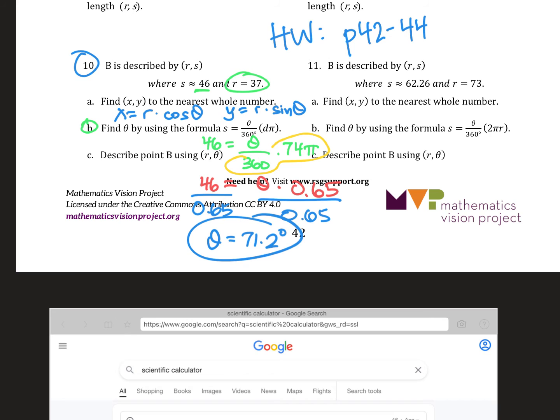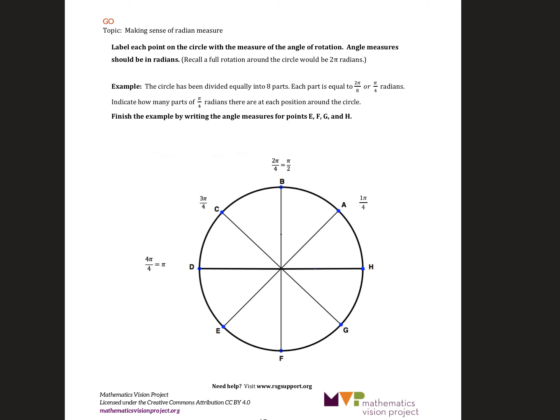That is critical for us to be able to find part A, which is to calculate x and y. So hopefully with that, you've got enough to finish up the problems on page 42. Coming up on pages 43 and 44, the topic is making sense of some radian measures. So we're dealing with the fractions going around the circle again and getting the radian angle measures placed. The instructions for the 2 pages are to label each point on the circle with the measure of the angle of rotation. Angle measures should be in radians.